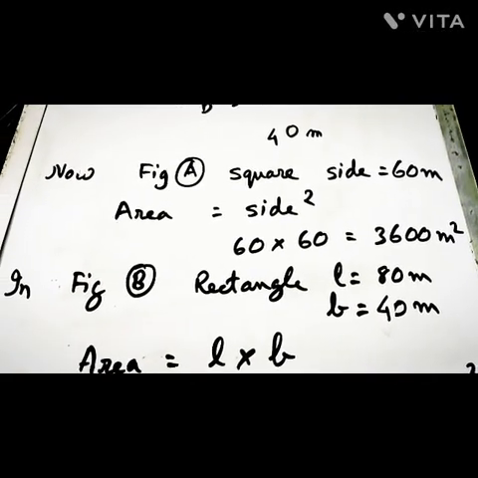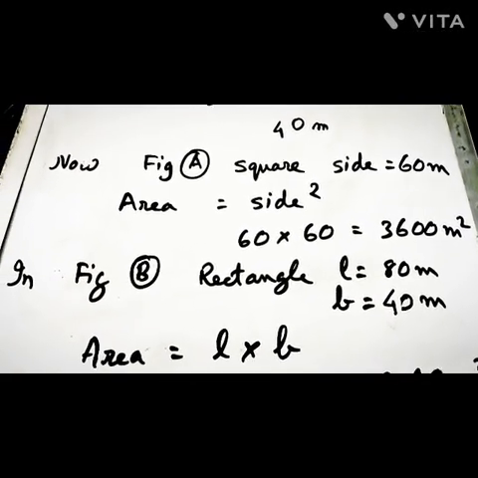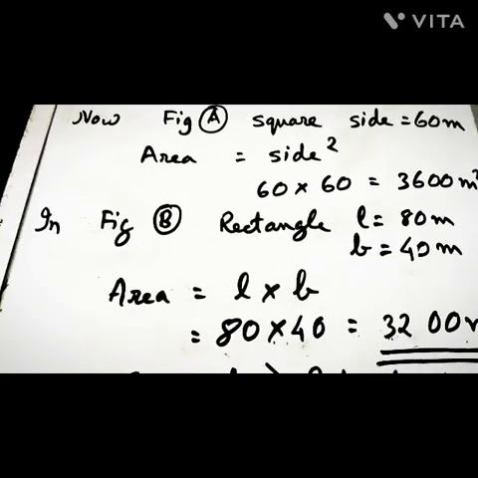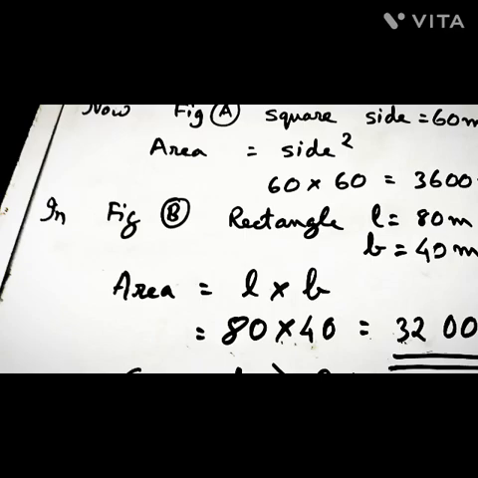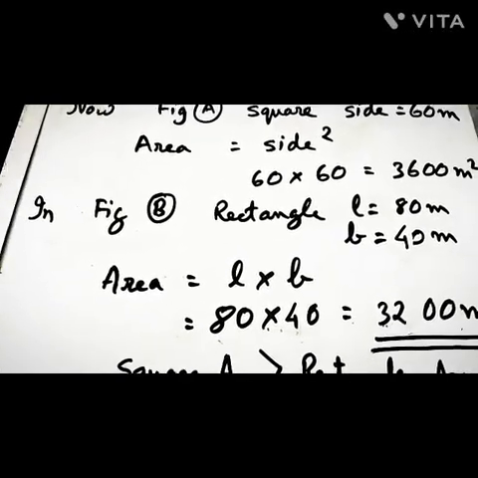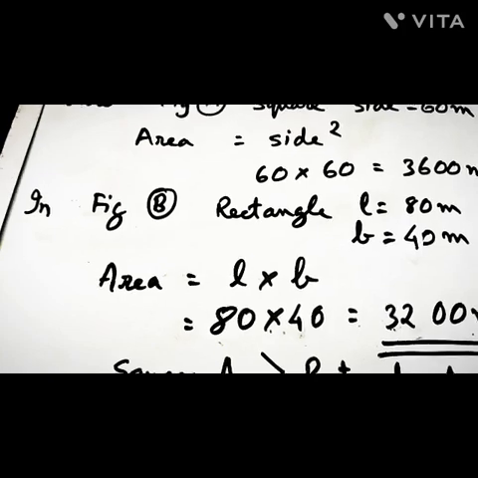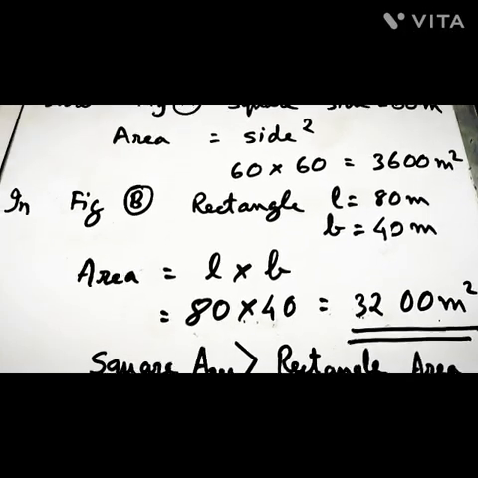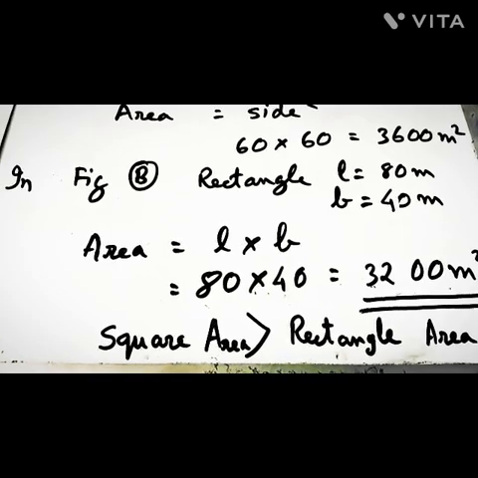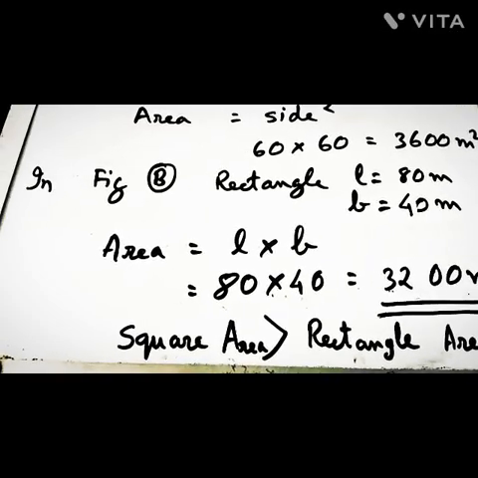In figure B, rectangle, length we have already been given 80 meters, breadth we have found out 40 meters. Area is length into breadth. This is the area formula of a rectangle, length into breadth. 80 into 40, 8 4 32 and then 00. So 3200 meter square. So square area is greater than rectangle area. Let's move to question number 2.